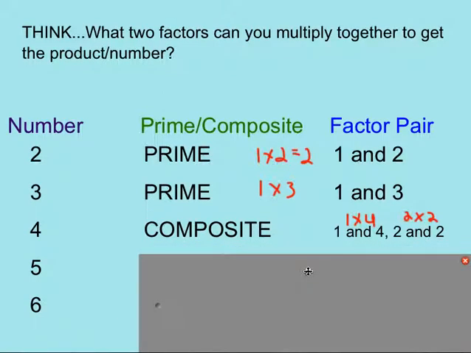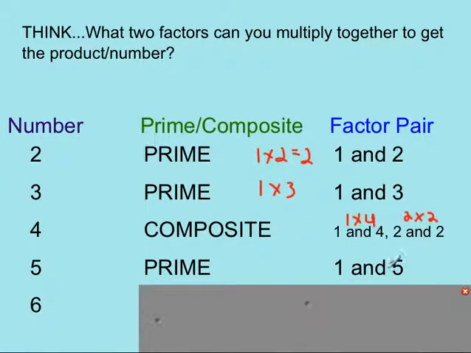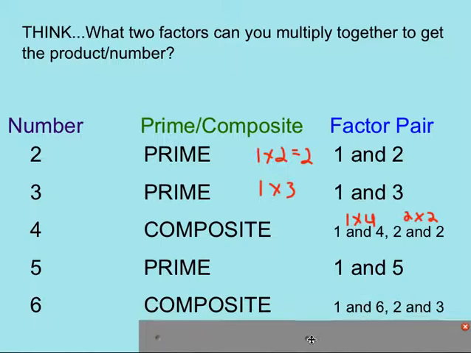5, think about it, is prime. The factor pair is 1 and 5. And we're just going to go up to the number 6 today. But we could go on and on and on if you wanted to. 6 is a composite number because we have the factor pair 1 and 6, or 1 times 6. And then we can also get the product 6 by doing 2 times 3, or 3 times 2. So 1 and 6, 2 and 3, those are the factor pairs for the number 6.